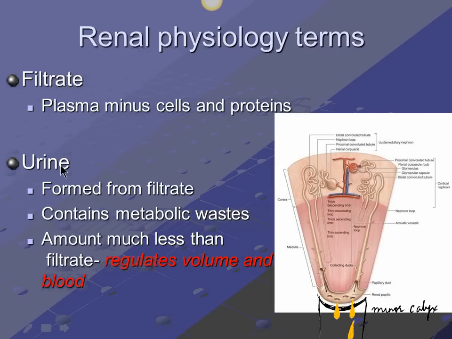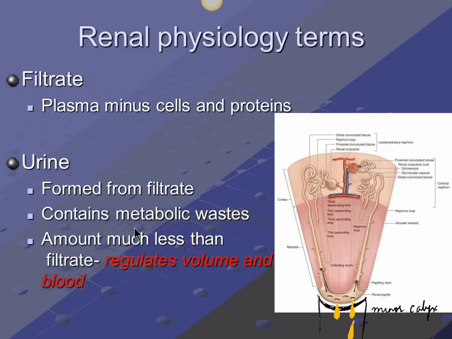What is urine? Urine is actually formed from the filtrate. As this filtrate passes into the Bowman's capsule and then travels all through this whole nephron, that's when reabsorption takes place, and then you secrete some of the unwanted substances. So finally what comes out into the collecting duct and into the minor calyx, that is known as urine. So urine is really formed from the filtrate. It contains all your unwanted substances.